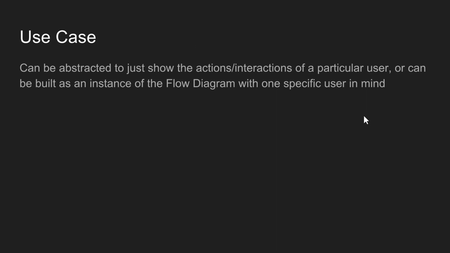A use case can either be abstracted to just show those interactions of each of the particular users, or it can be built as an instance of your flow diagram with one specific user in mind. So you might highlight the arrows in your flow diagram for what a specific user would do when they're interacting with your game. A good example of that is a new user. They would probably start by pressing the start button and then selecting new game. So you can show an example of what one type of user is going to do when they interact with your interface.